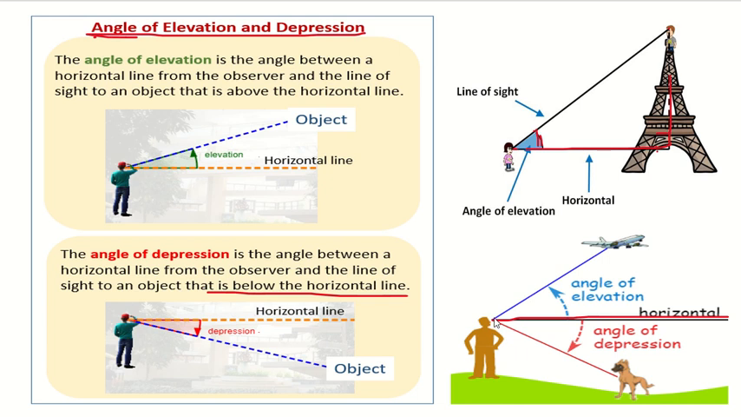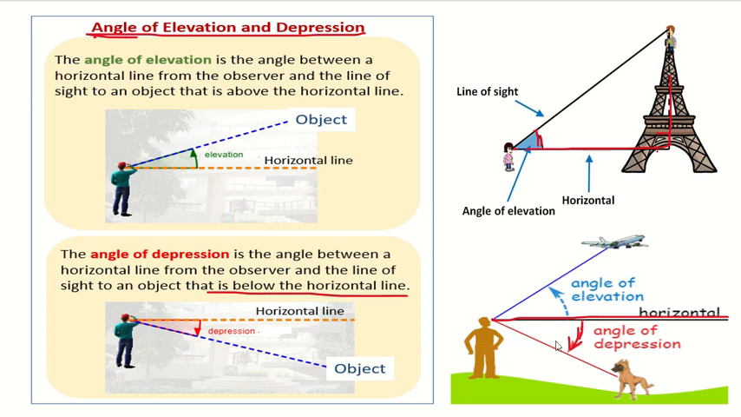So that is a horizontal line. You can see here, below he wants to watch. So this you will say it as what? Angle of depression. So above your eye level you will say it as angle of elevation. Below your eye level you will say it as what? Angle of depression. So basically these things depend upon your horizontal line.